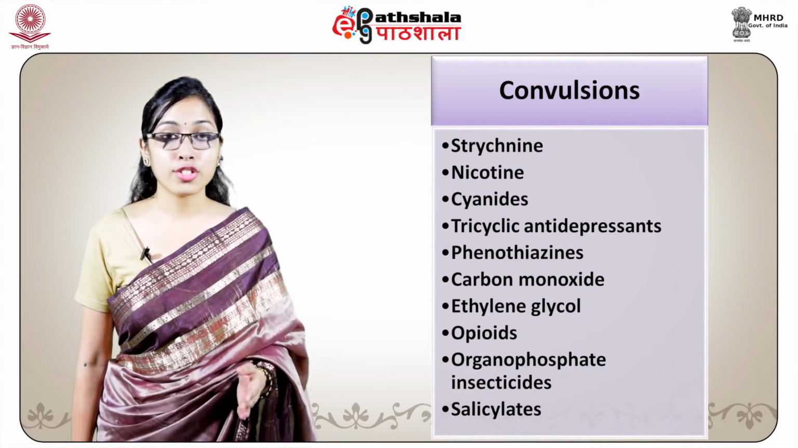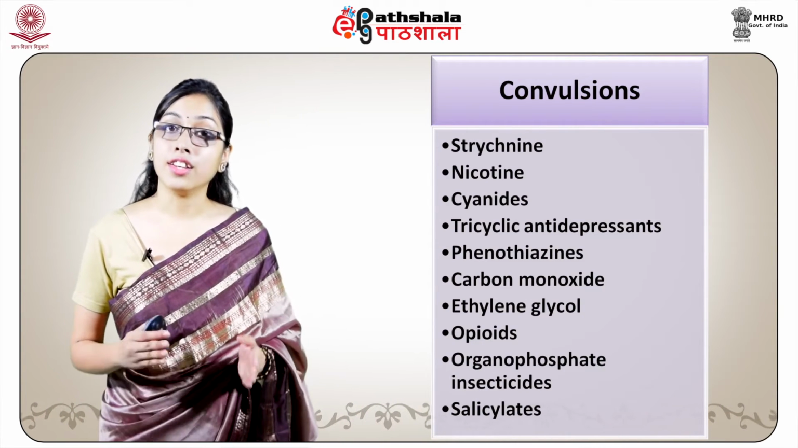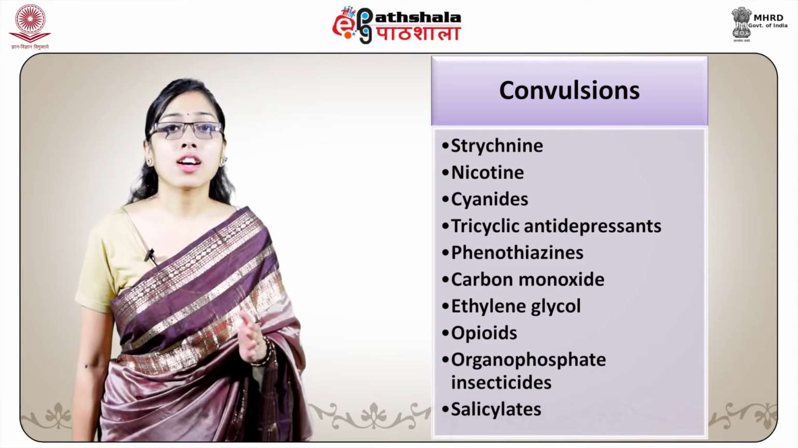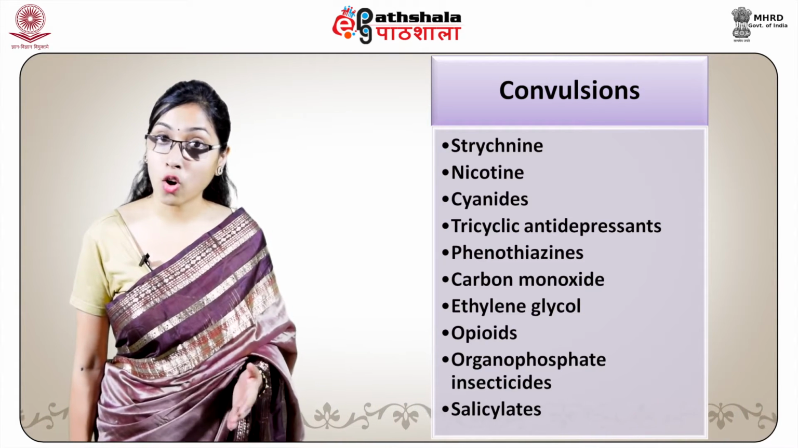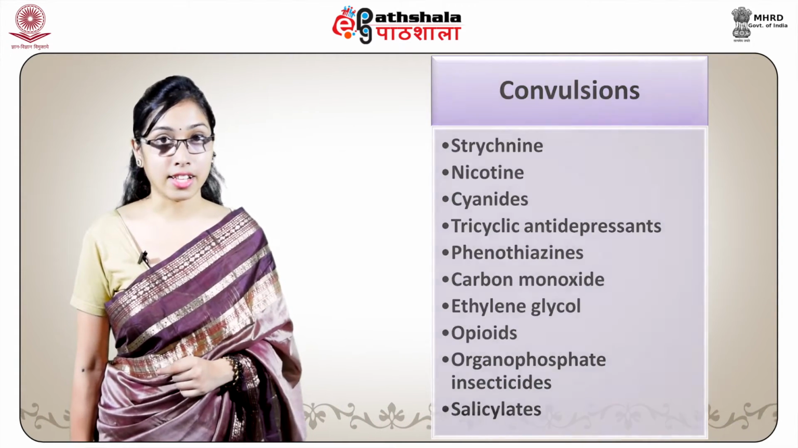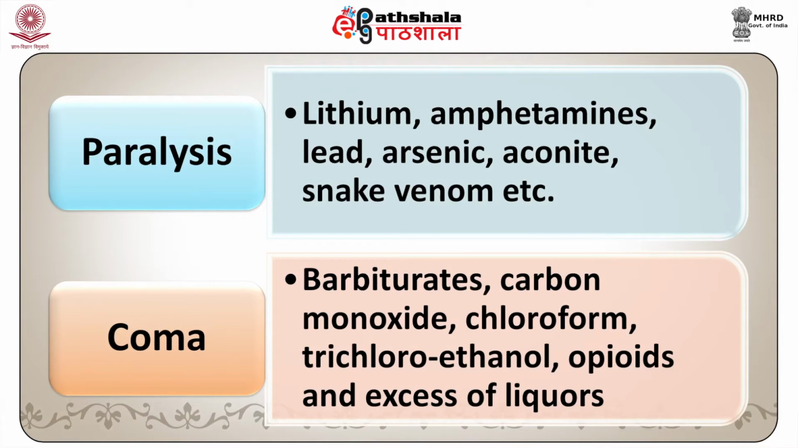Convulsions may be caused due to the poisoning of strychnine, nicotine, cyanides, tricyclic antidepressants, phenothiazines, carbon monoxide, ethylene glycol, opioids, organophosphate insecticides and salicylates. Paralysis is caused by the poisoning of lithium, amphetamines, lead, arsenic, aconite, snake venom, etc. And coma is caused by the poisoning of barbiturates, carbon monoxide, chloroform, trichloroethanol, opioids and excess of liquors.